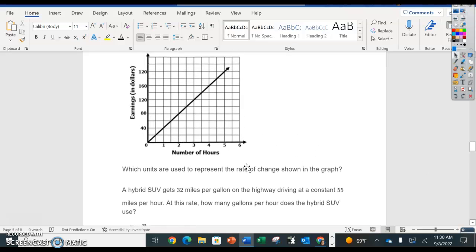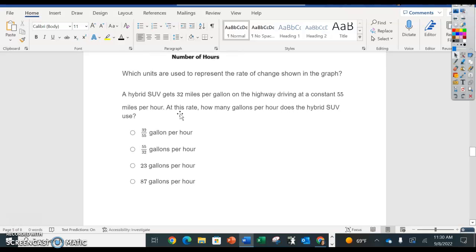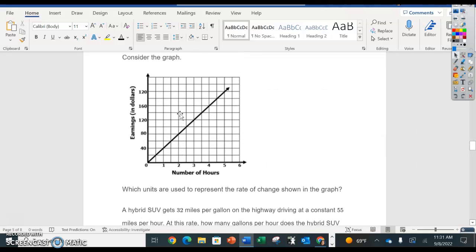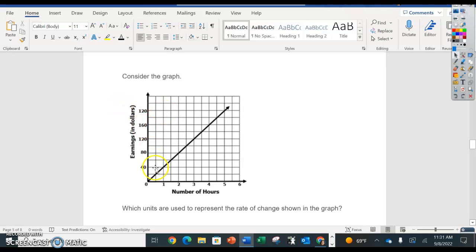So you can see the more hours you drive, the more dollars you spend, okay? So it says a hybrid SUV gets 32 miles per gallon on a highway driving at a constant 55 miles per hour. At this rate, how many gallons per hour does the hybrid SUV use? Okay, so I think this is two different questions. I probably didn't copy the whole question.